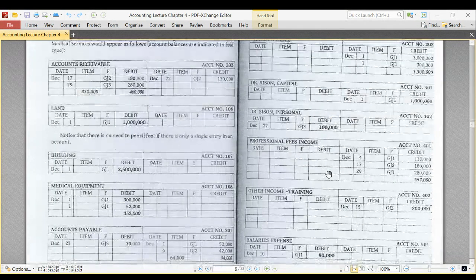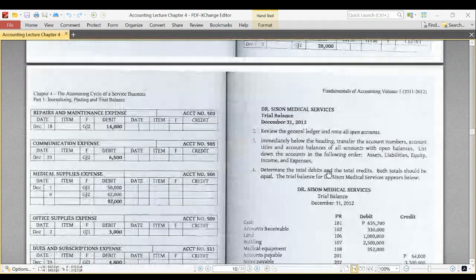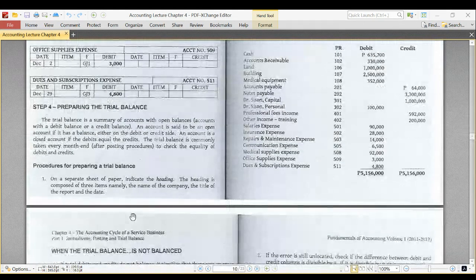So, ayun, yun yung footing. And then, next, punta tayo sa preparing of the trial balance. For example, nakapag-record na tayo ng journal entries. After natin mag-record ng journal entries, i-summarize natin siya sa ledger. After natin mag-prepare ng ledger or mag-post sa ledger, gawa na tayo ng trial balance. Again, what is trial balance? Is the summary of accounts with open balances.